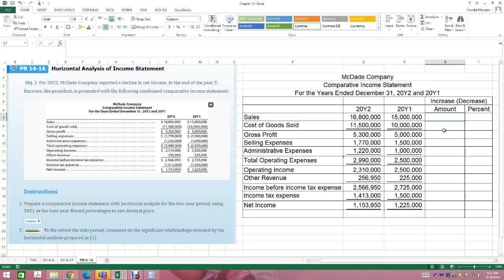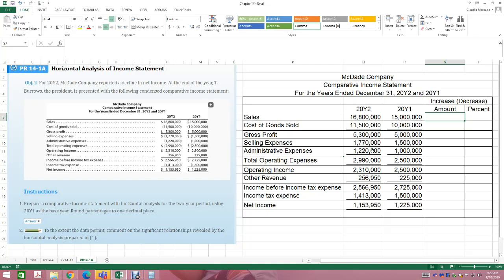So when we're preparing our comparative or horizontal analysis, we have to do two calculations. First is to identify the difference in dollar amount, and then calculate a percentage change. The first thing we're going to do is calculate the increase or decrease in dollar amount. We're going to compare the base year, which they told us is 20Y1, to our current year, and figure out if that number went up or down.